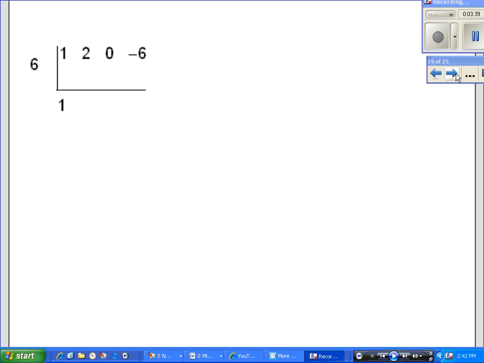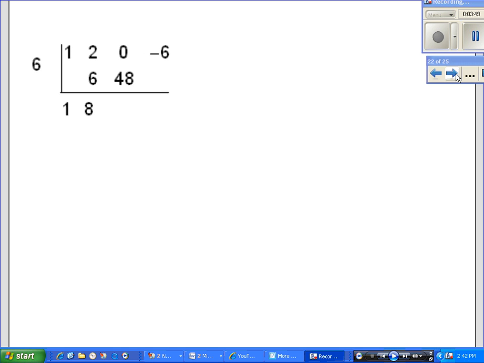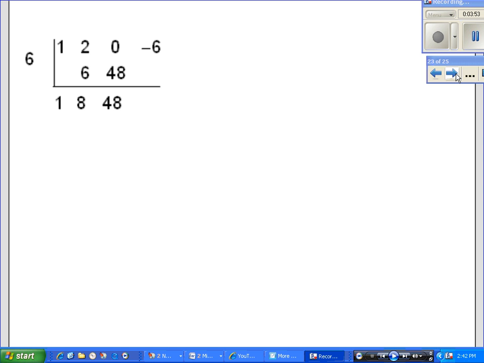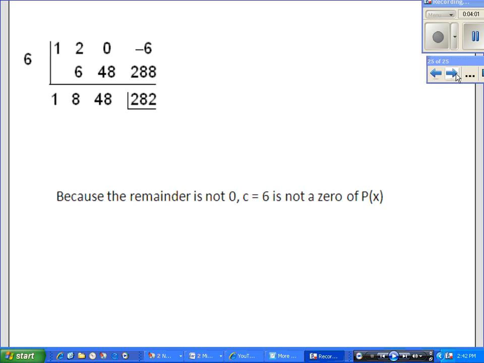So I drop down the 1 and then take the 1 times 6 for 6. I'll add the 2 and the 6 to get 8. I'll take the 8 times the 6 to get 48. Adding the 0 and 48 gives me 48. And then 48 times 6, and yes, I had to think about this, gives me 288. And then adding the negative 6 and 288 gives me 282. Because the remainder is not 0, c equals 6 is not a 0 of the polynomial.